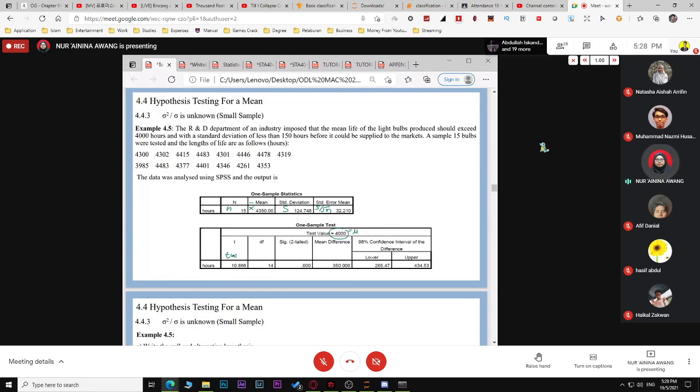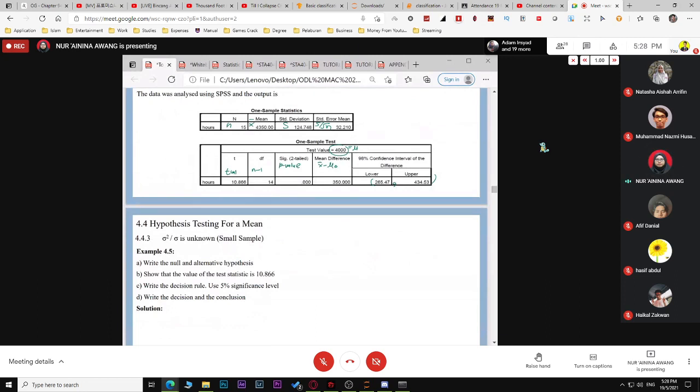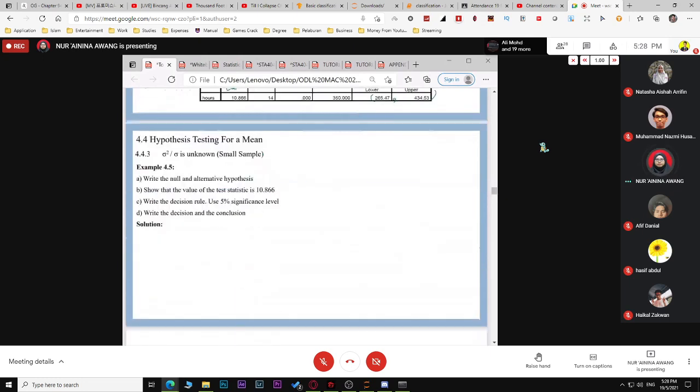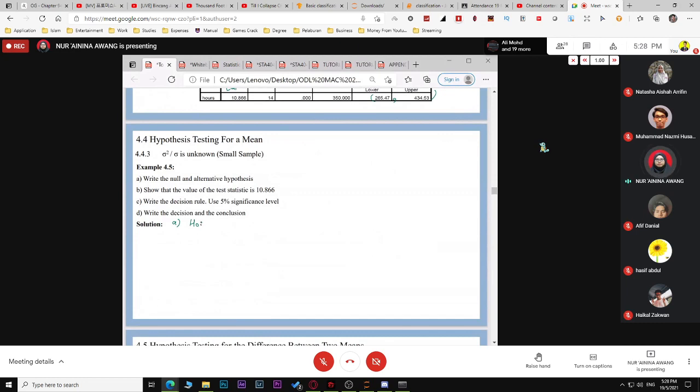This is your N minus 1, so this is your P value. This is your mean difference and your lower and upper limit. Okay, so in these questions, the question asks you to write the null and alternative hypothesis. So dekat sini, since dia kata exceed 4,000, so we know that that is your H1. So for A, H null is always equal. And then for H1, dia akan exceed 4,000.